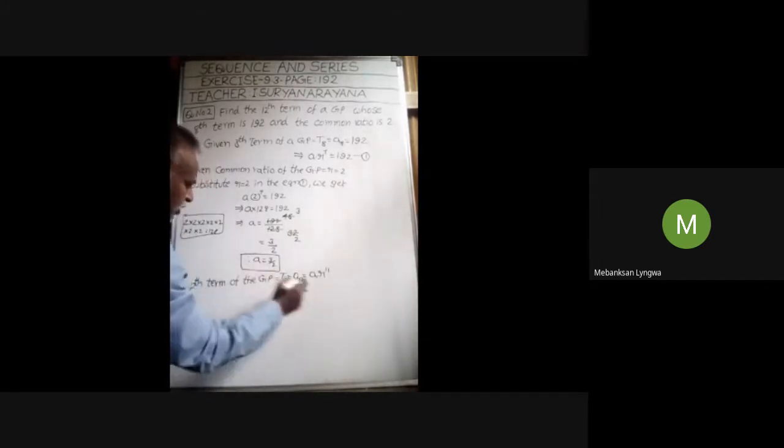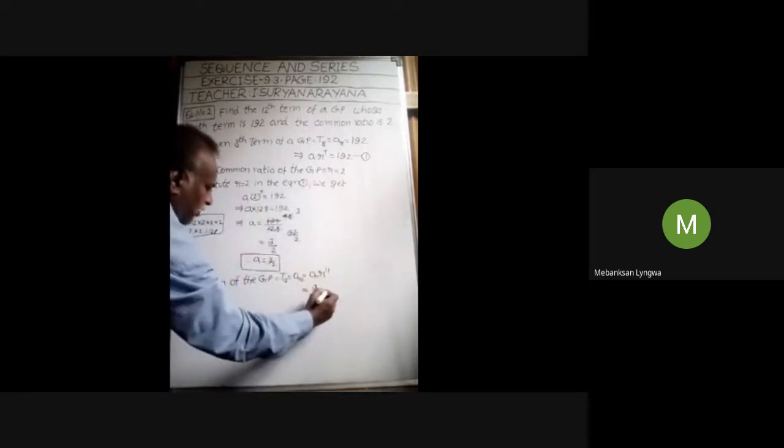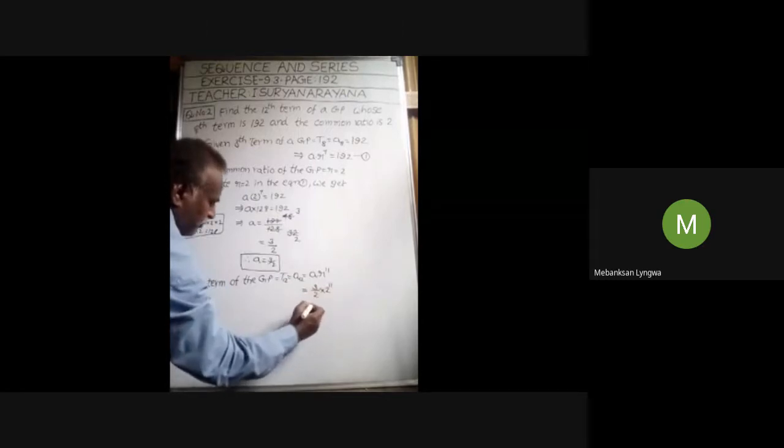We got the first term of the geometric progression. But actually, what should we find? The 12th term of the geometric progression. Therefore, the 12th term of the geometric progression, that is T12 or A12, is equal to a r to the power of 11. Okay, my children? Right. That is equal to, what is a here? 3 by 2 into, what is r here? 2. So 2 power 11. Okay, my children? Right. Now let us simplify. 3 into 2 power 10.